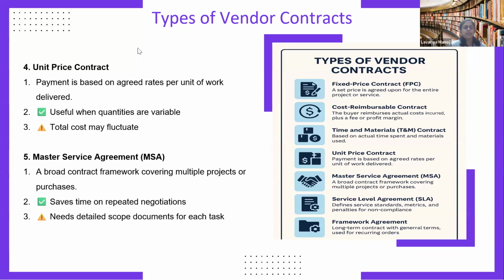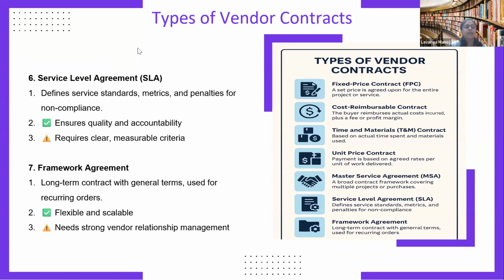So multiple projects or purchases. Advantages: it saves time on repeated negotiation. Every time a negotiation happens and both parties, that is the vendors and your company, agree to a few things, you can add it to the contract, and edit the contract whenever it is necessary. And the disadvantage is it needs detailed scope documents for each task. For each and every task, or each and every edit, you need to have detailed scope documents. This is the only disadvantage, but generally for companies that are into vendor management, it's better to have this master service agreement. It's a type of contract.